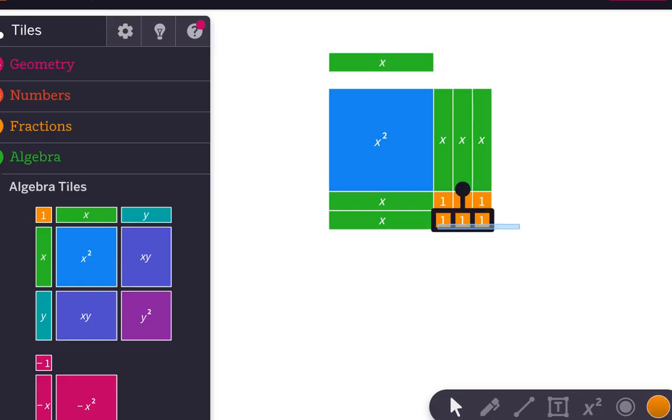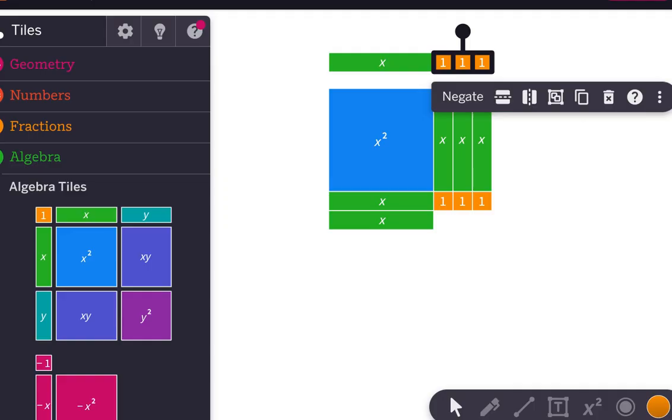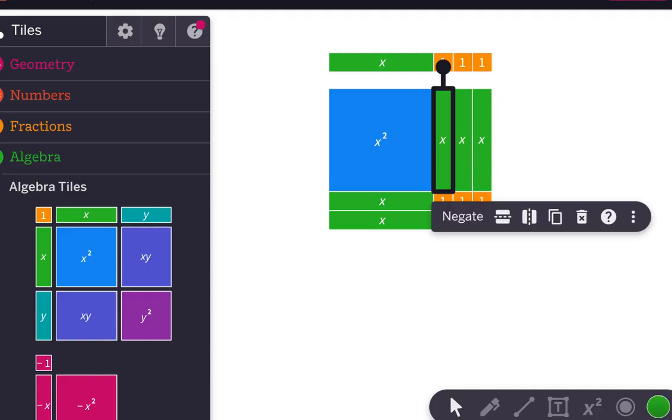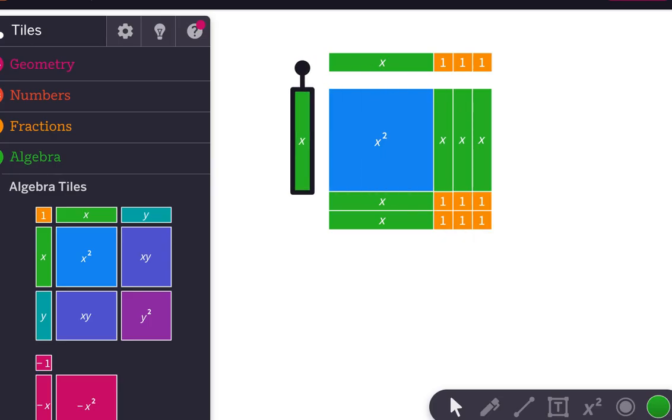x plus 3. And on this one, we're going to call this factor x plus 2.